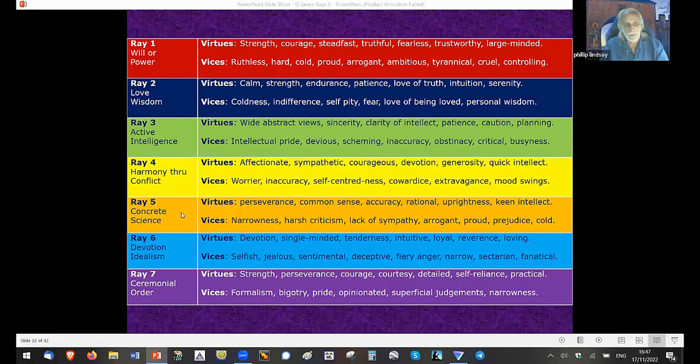The fifth ray, interestingly enough, has only one planet, and that's Venus, that we usually regard as the goddess of love, sex, beauty, art, and she is, but at a higher level, she's more to do with the mind. So the virtues of perseverance, common sense, accuracy, rational, uprightness, keen intellect; the vices of narrowness, harsh criticism, lack of sympathy, arrogant, proud, prejudiced, cold.